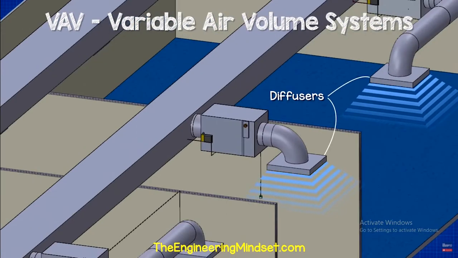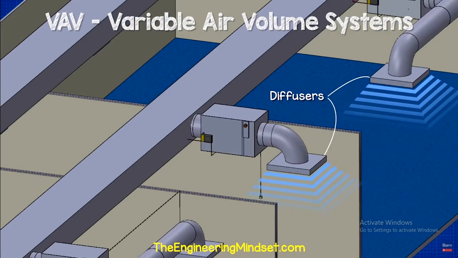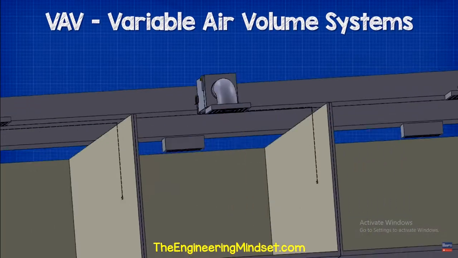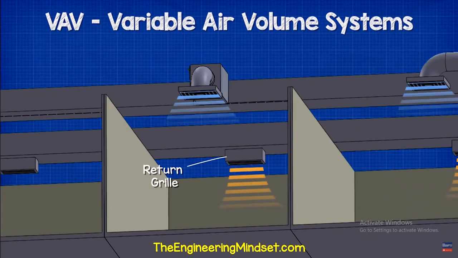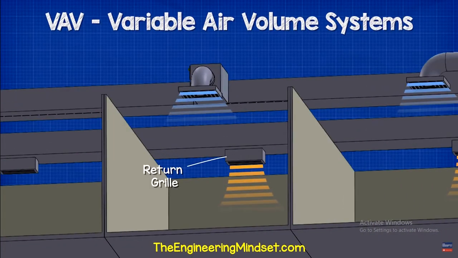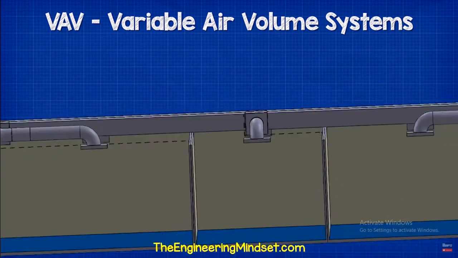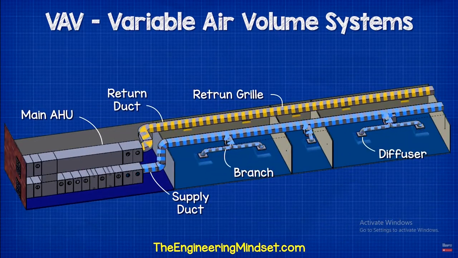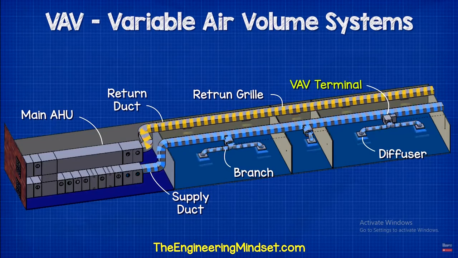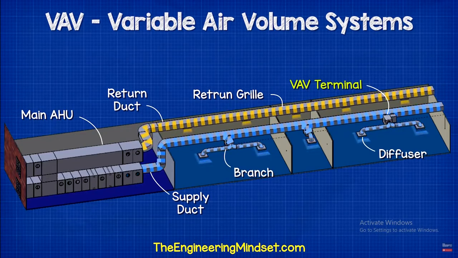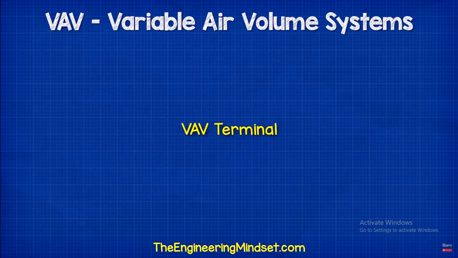The VAV box will look something like this. There's an inlet, which is where the air enters from the branch and supply duct. Then we have the main VAV box, and then we have the exit where the air leaves and supplies the zone. Looking inside the VAV terminal, you can see it's a fairly simple design.